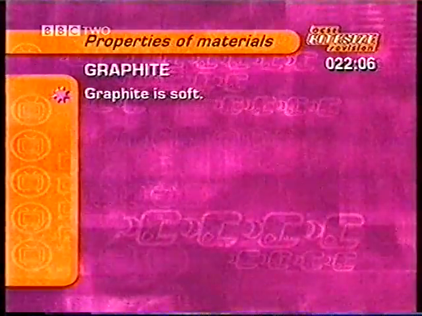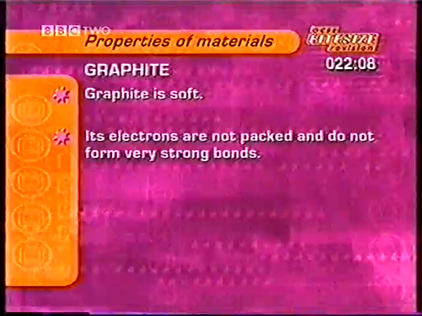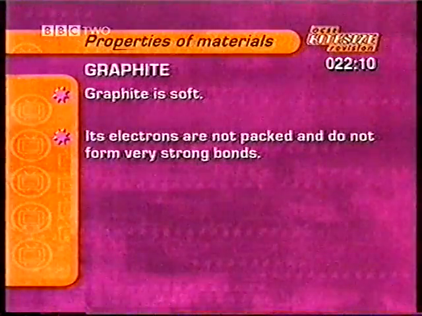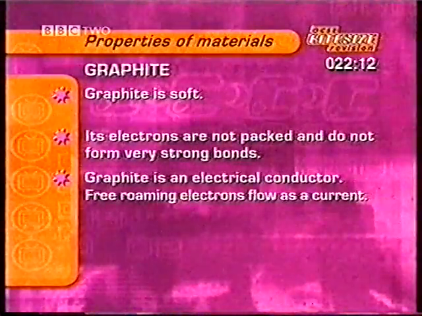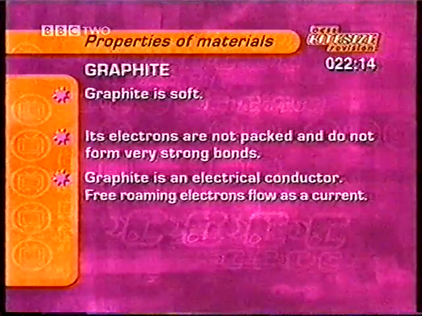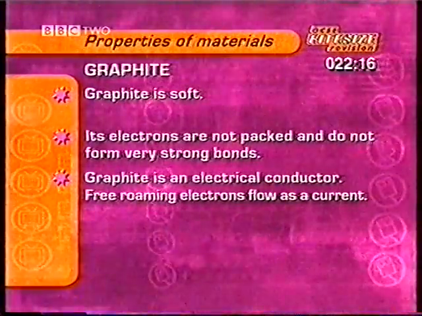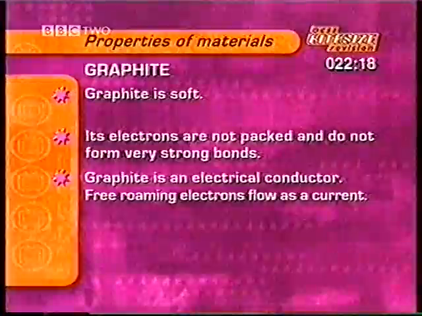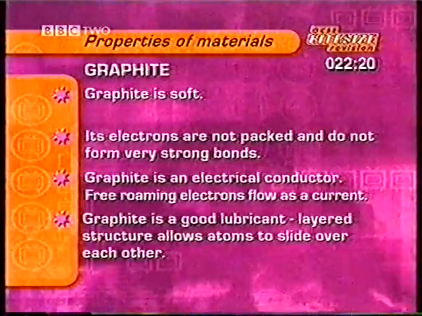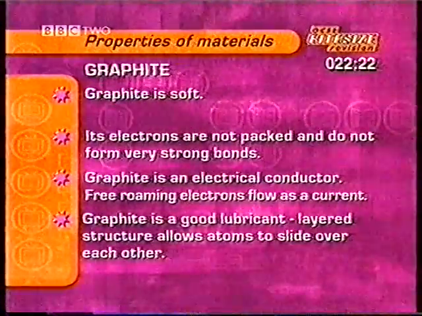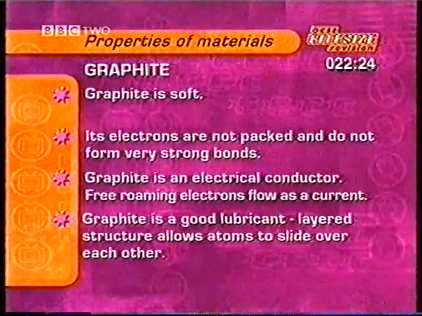Graphite is soft. Its electrons are not packed tightly between atoms and do not form very strong bonds. Graphite is an electrical conductor because free-roaming electrons between the layers of graphite can flow as a current. Graphite is also a good lubricant because the layers in its structure can slide over each other.